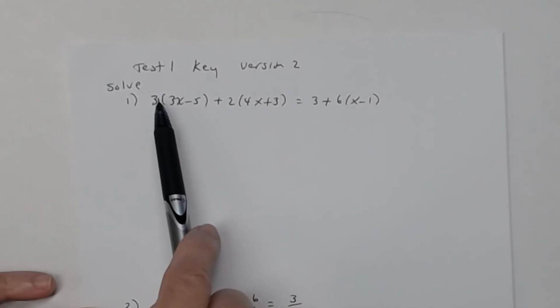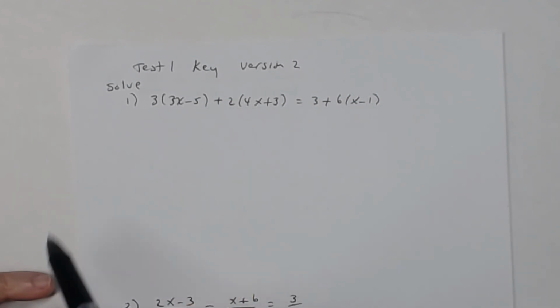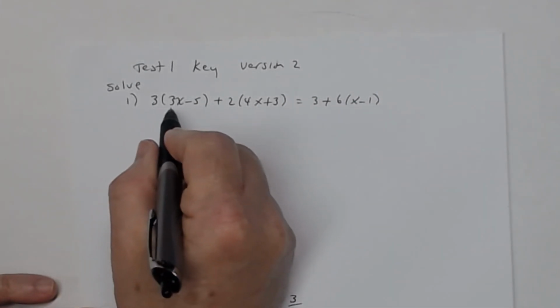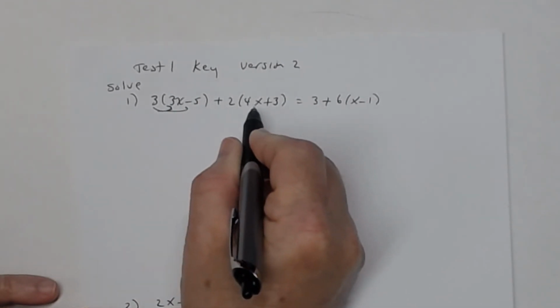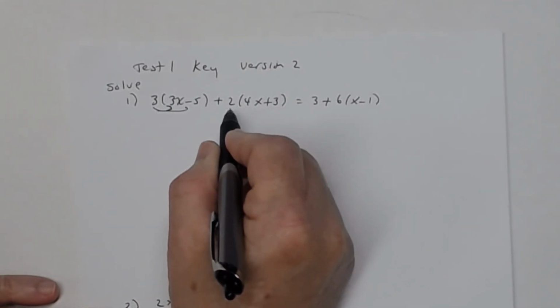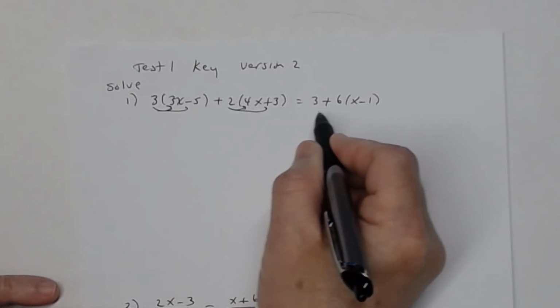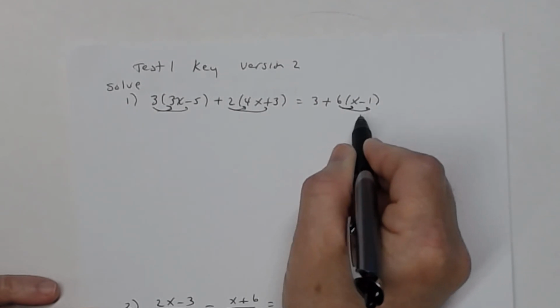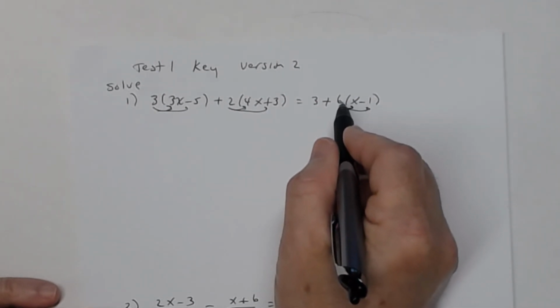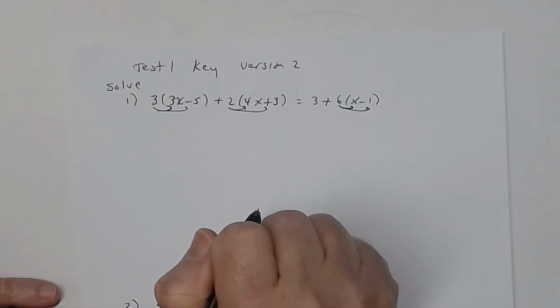So in each of those cases, to get rid of the parentheses, we're going to use the distributive property. We're going to multiply every term in here by 3, and we're going to multiply every term here by positive 2, and we're going to multiply every term here by 6, not 9, because remember, order of operations. I have to multiply before I add.